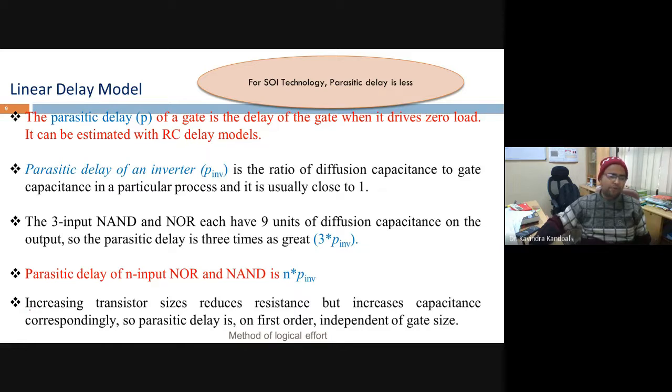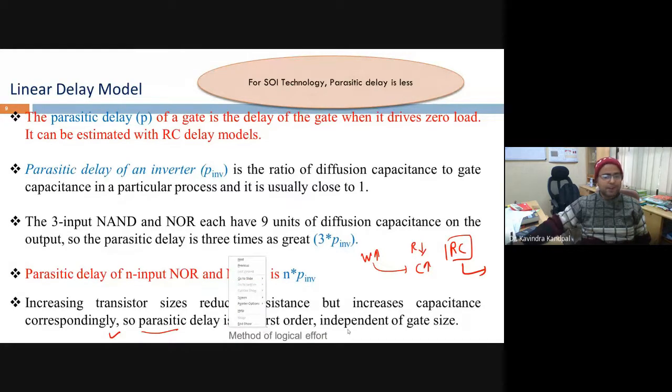And last but not the least, parasitic delay has no role of the width. You know that if you increase the width, someone can say R will reduce. R will reduce, but one student told me if width is increased, the C will increase. So effectively, the RC product happens to be constant. Increasing transistor size reduces resistance but increases capacitance correspondingly. So parasitic delay, on first order, is independent of gate size. That is again one important point you need to take care of.